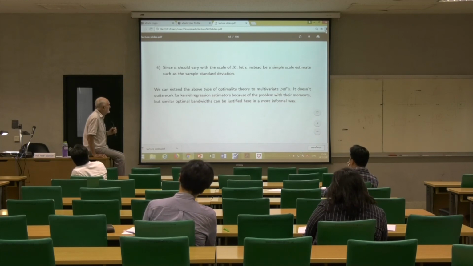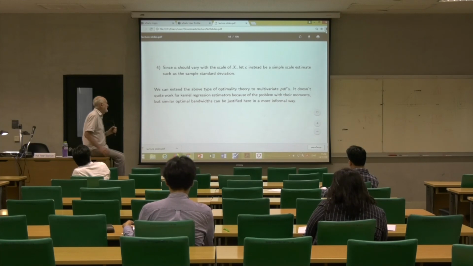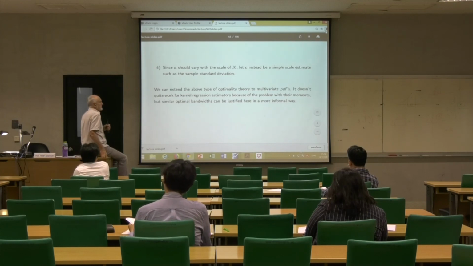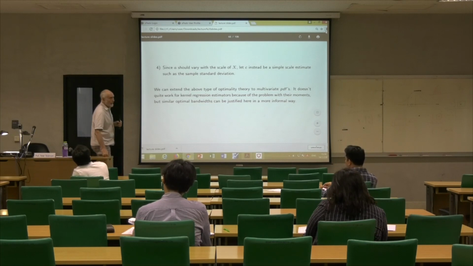You can extend all this theory to multivariate PDFs. The theory doesn't quite work for kernel regression estimates because, because of their ratio form, they don't have moments, but you could justify things in an approximate way.